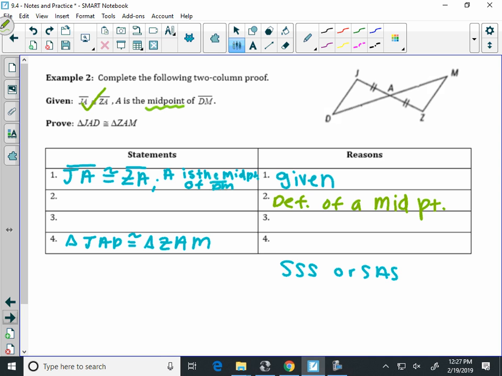Okay? And also what I like to do with these triangle proofs, I put my reasons first. I figure out my reasons. And then I go back and fill in my statements. Because once I get my reasons down, my statements come into play. Okay? So I'm going to hold off on putting my statement for that reason, but I know that's a reason.